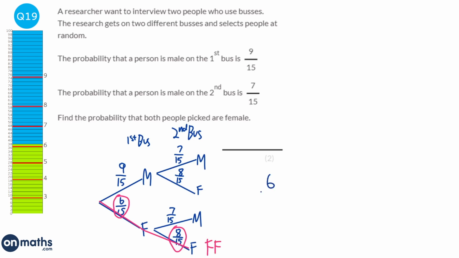So it would be 6 over 15 times 8 over 15. So 6 times 8 is 48, and times the bottoms, 15 times 15 is 225. Now you can actually cancel that down. So what you can do is divide top and bottom by 4, and that will give you 16. Is it 4? No, you can divide top and bottom by 3, and that would be 16 over 75. So either 48 over 225 or 16 over 75.